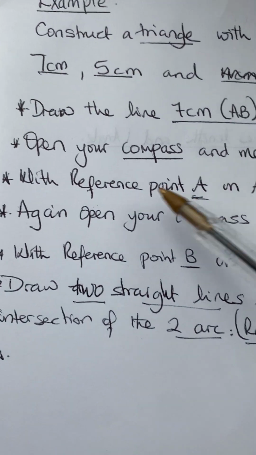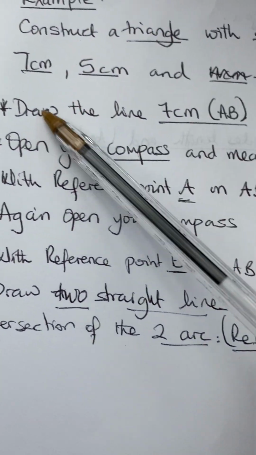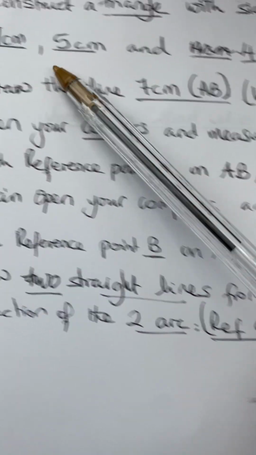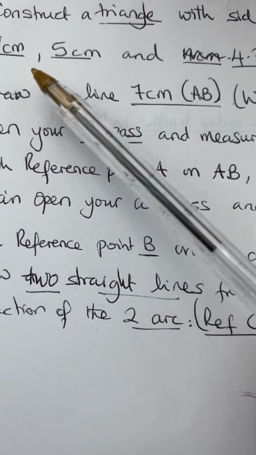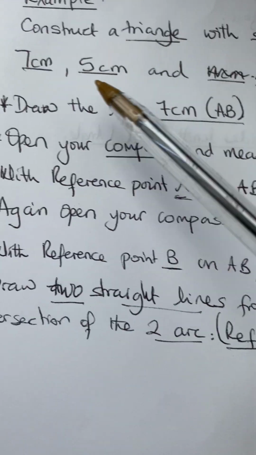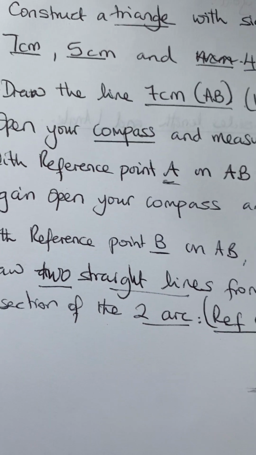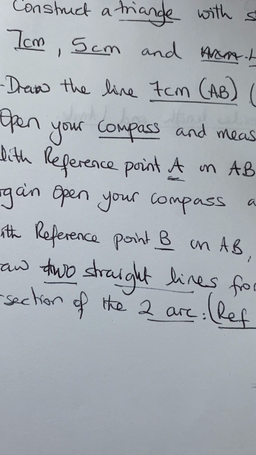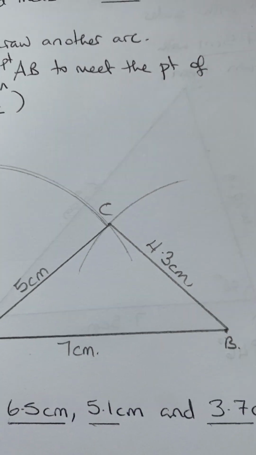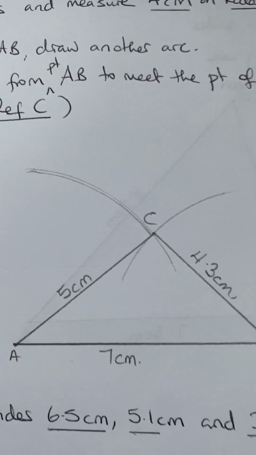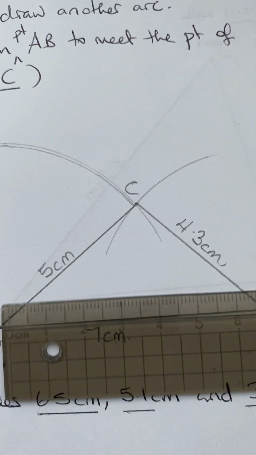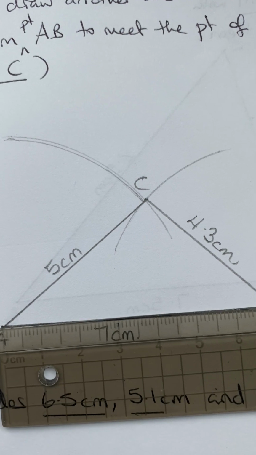First of all, I normally would draw the longer line. Now you have 7 centimeters, 5 centimeters, and 4.3 centimeters. So I'll draw the 7 centimeters first, which I've done here. I use the ruler to draw my 7 centimeters.